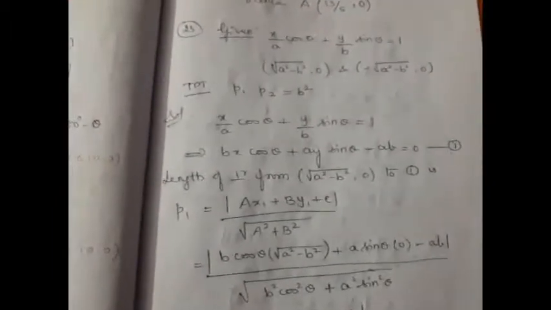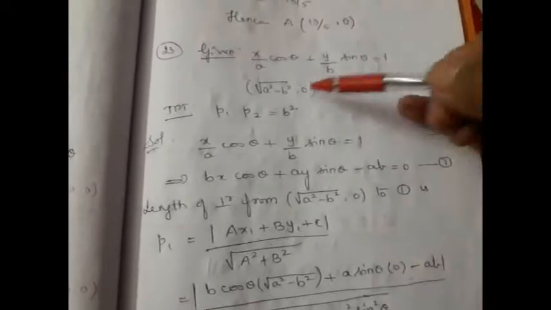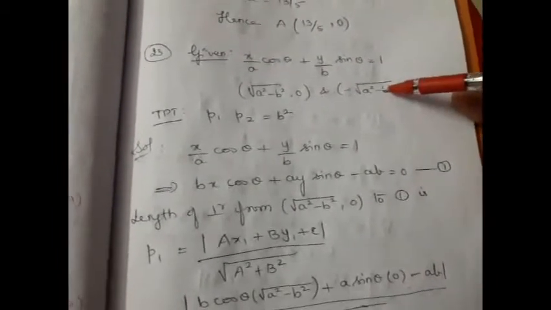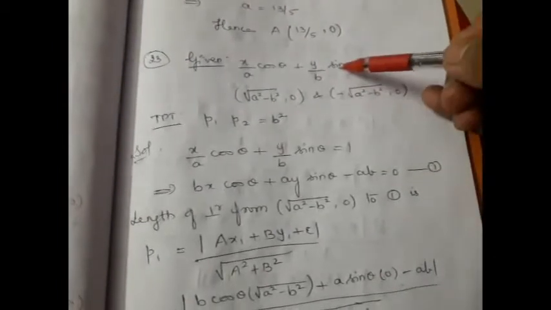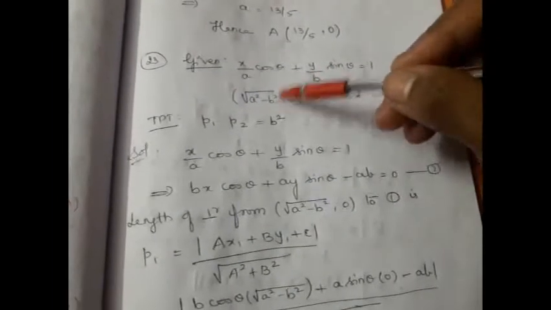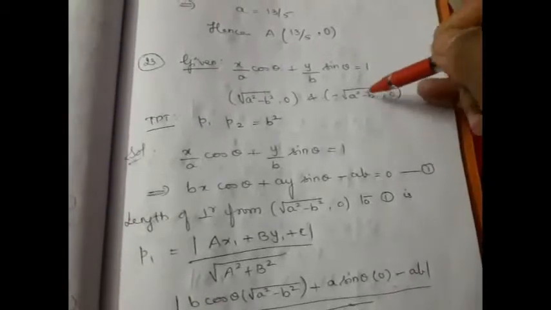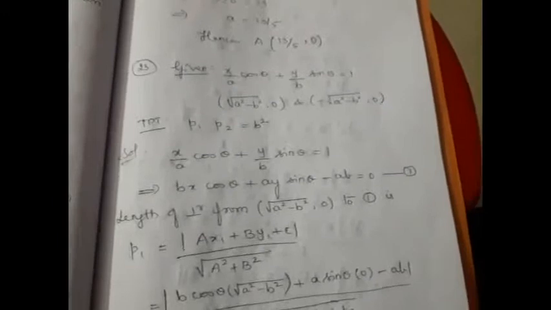Now we are in the 23rd question. Prove that the product of the lengths of the perpendiculars drawn from the points to the line is b square. They have given you the line and two points. They asked you to prove the product of the perpendicular distances from the points to the line is equal to b square. If we take p1 as the perpendicular distance from this point to the line, and p2 as the perpendicular distance from this point to the line, then p1 into p2 is equal to b square. That's what we need to prove.